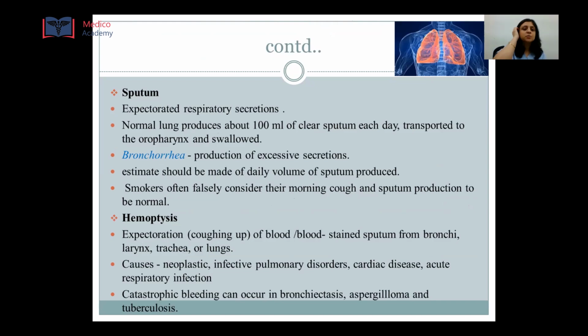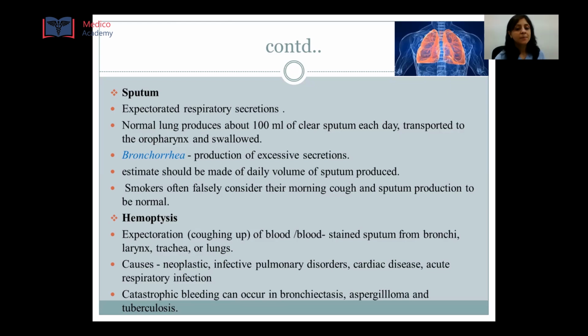Second symptom is your sputum. What is sputum? Sputum is the expectorated respiratory secretion. Now we know that a normal lung produces around 100 ml of clear sputum each day, which is transported to the oropharynx and is then swallowed. Bronchorrhea is when there is an excessive production of secretions. Now the estimate of the daily volume of sputum should be made. It's very important. Smokers will falsely consider their morning cough and sputum production to be normal, but actually it is not.